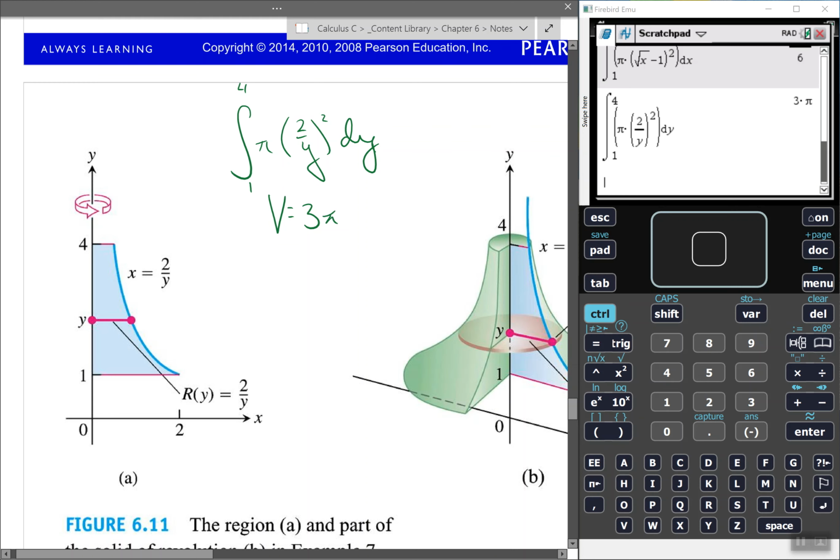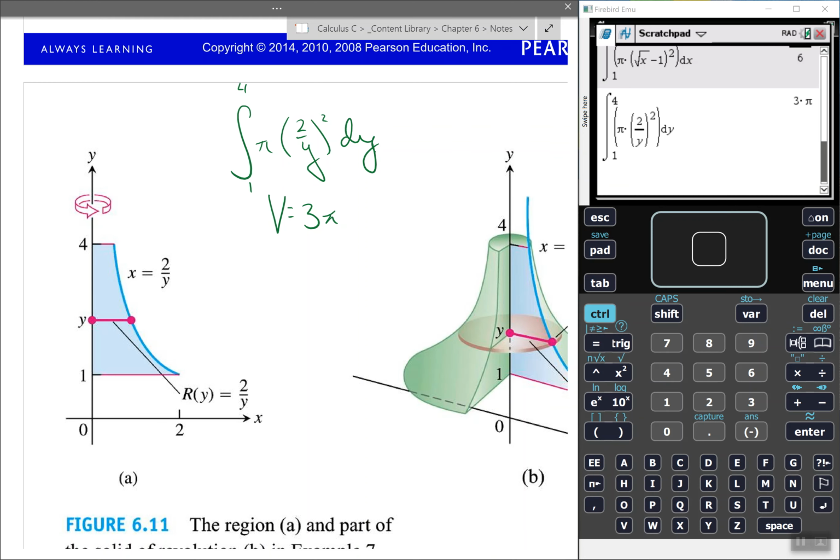Okay, nothing really different about this problem. They changed the entire orientation of it. We are doing everything in terms of y, rotating on the y, getting our limits from the y, the function is in y. But it's the exact same setup, the exact same work that we just did.